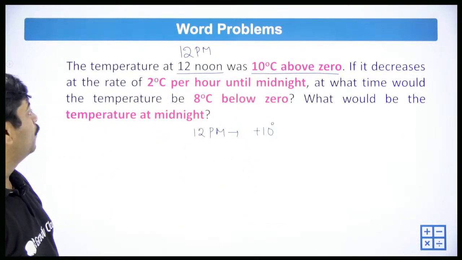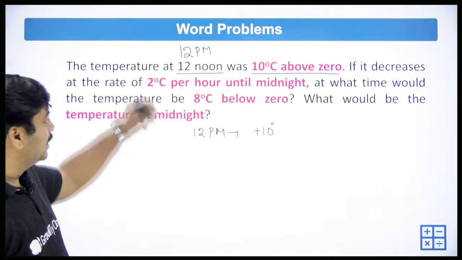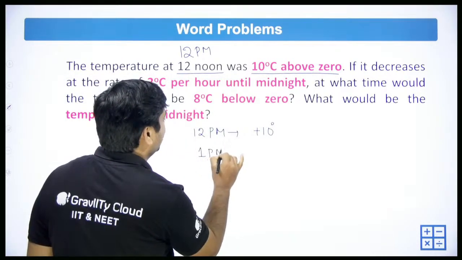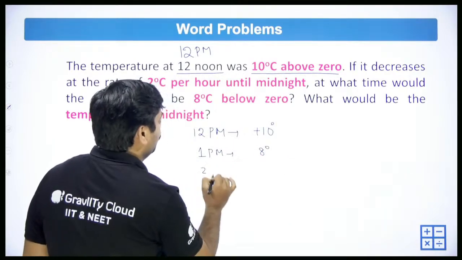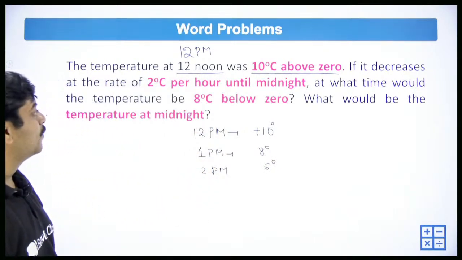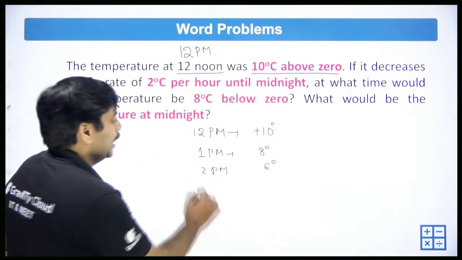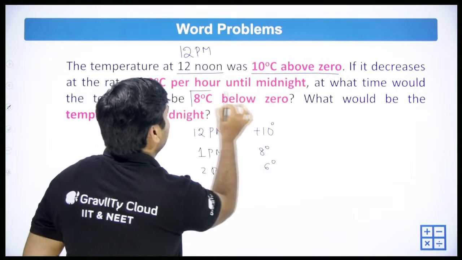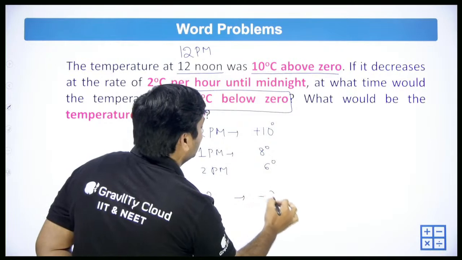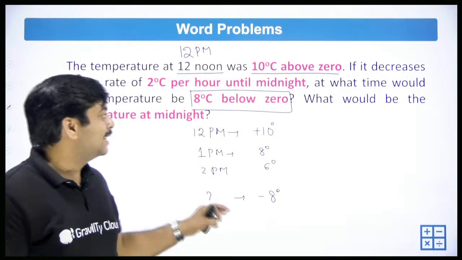If it decreases at the rate of 2 degrees Celsius per hour until midnight, so it is decreasing by 2 degrees every 1 hour. At 1 p.m., you will have 8 degrees, correct? At 2 p.m., you will have 6 degrees, so it keeps on decreasing. The point is, at what time would the temperature be 8 degrees below zero? Careful. It is not 8 degrees, it is 8 degrees below zero. That means at what time will you have minus 8 degrees?